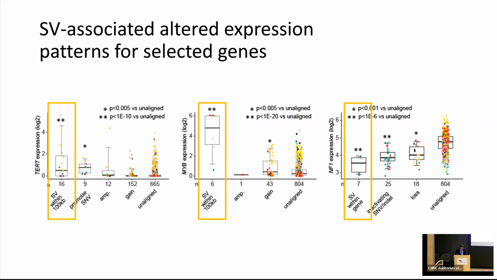tumors. And then on the right, the NF1 gene is a tumor suppressor, and there are 7 tumors that had an SV breakpoint within the gene, and that SV basically breaks the NF1 gene, and those tumors have very low expression as compared to the rest of the tumors.